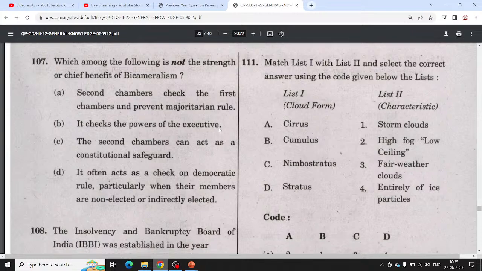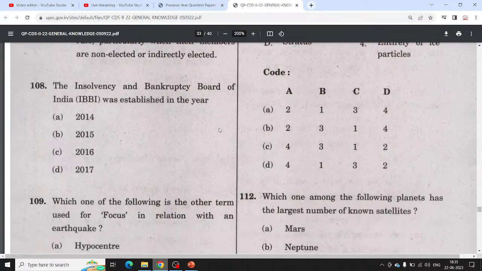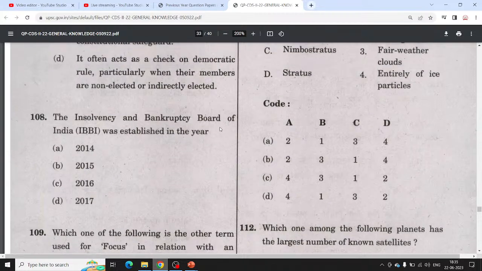So did I mention the insolvency and bankruptcy board? Then the FRBM Act. Look at this. Insolvency and bankruptcy code. In which year was it started? That is the question. 14, 15, 16, 17. Understood? Yes or no? Yes, okay.